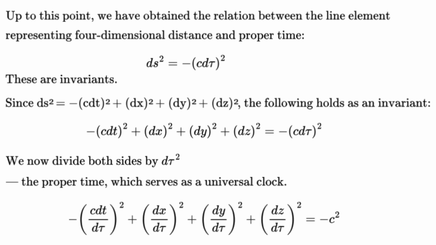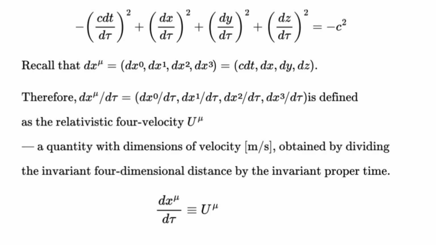We now divide both sides by dτ squared, the proper time, which serves as a universal clock. Recall that dx_μ equals dx0, dx1, dx2, dx3 equals c dt, dx, dy, dz. Therefore, dx_μ over dτ equals dx0 over dτ, dx1 over dτ, dx2 over dτ, dx3 over dτ, which is defined as the relativistic velocity u_μ, a quantity with dimensions of velocity obtained by dividing the invariant four-dimensional distance by the invariant proper time.